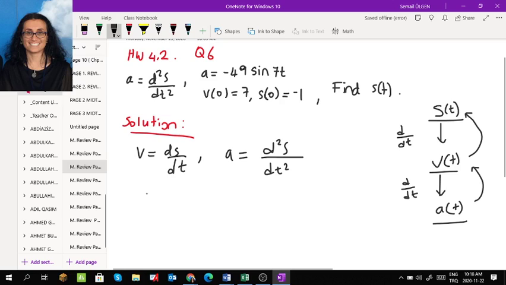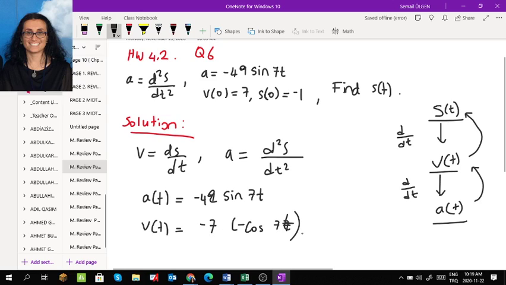So let's try to find v first. Our acceleration is negative 49 sine 7t. Since this is sine, it should be negative cosine 7t. If you take the derivative, you get 7 in the front. So our answer should be this. Okay, let's check it out. I mean plus a big plus c1. Okay, let me erase this, clear this up.